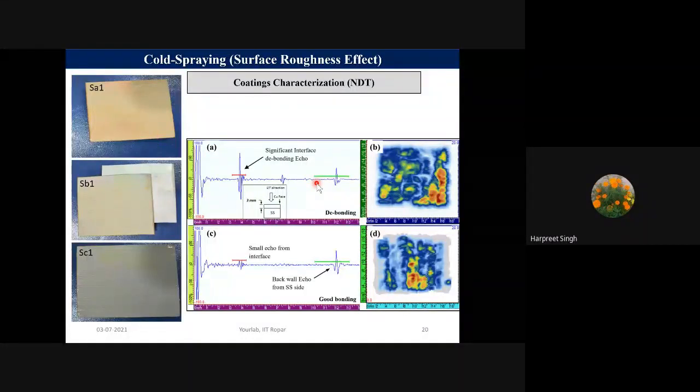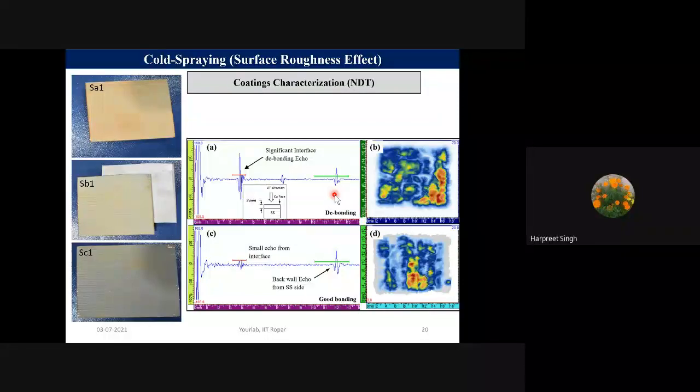This is a kind of NDT, this ultrasonic setup, by which we got some idea about the adhesion. So this is like a back echo. Here you can see the magnitude of these echoes. They represent some kind of debonding. So we get more debonding signatures in this case compared to this one, right? So this is the first indication that we have good bonding in this third case.